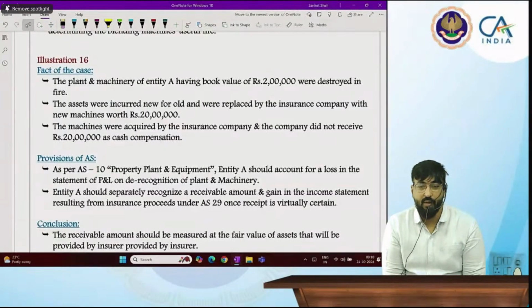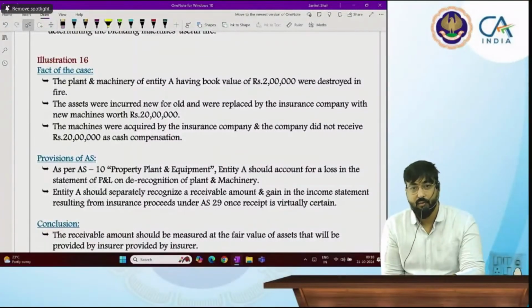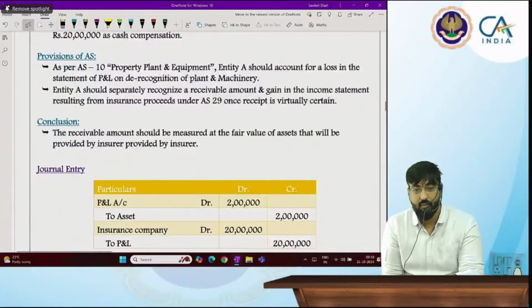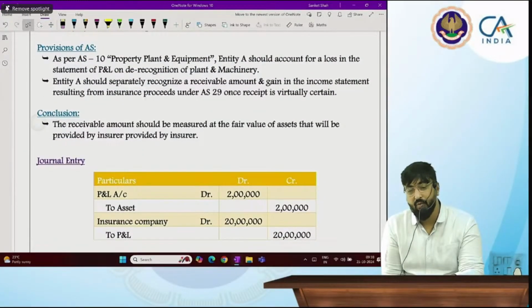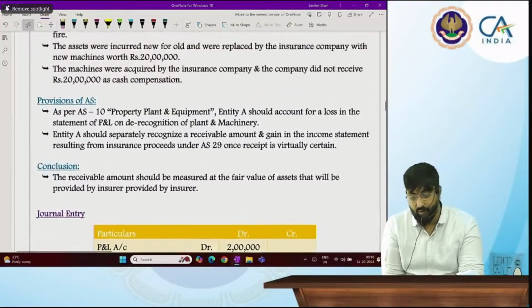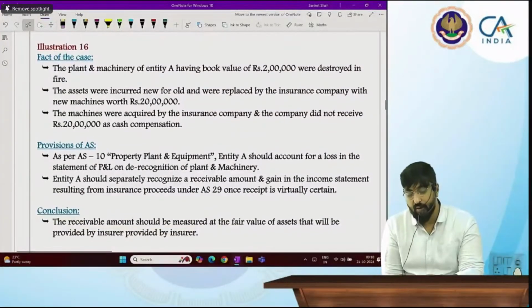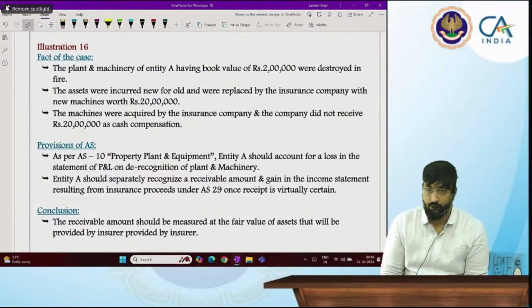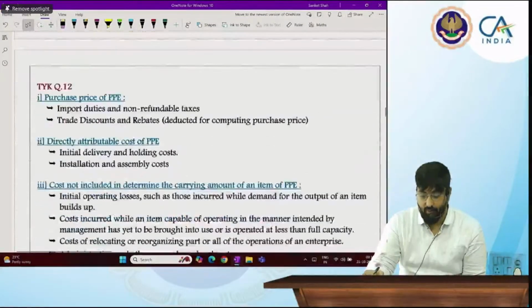So what is the amount? Sir, the machine of 20 lakh is insured, and the book value is 2 lakhs. So facts of the case: the plant and machinery of entity A having a book value of 2 lakhs. When the company will get this amount, then we will record it. The receivable amount will be recorded at fair value. We will assume, as per AS 29, that this amount is virtually certain. What is virtually certain? I will explain it in AS 29. Keep this for a little time, I will tell you. Okay, sir.